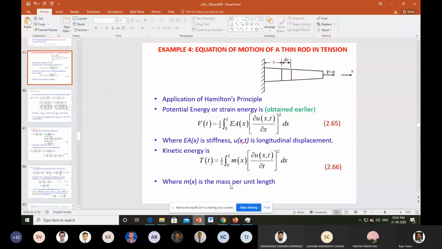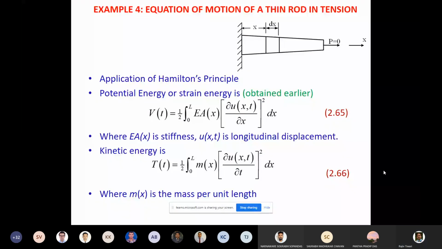So the first example I'll be taking is a continuous system. There is an axial rod. You can see there is a beam or axial rod which is fixed at one end. This is a cantilever kind of thing. The only difference is the loading is in the axial direction, so this particular beam vibration we want to analyze in its axial direction.